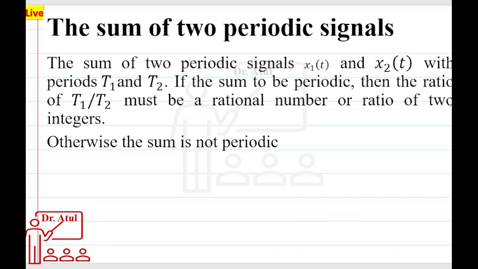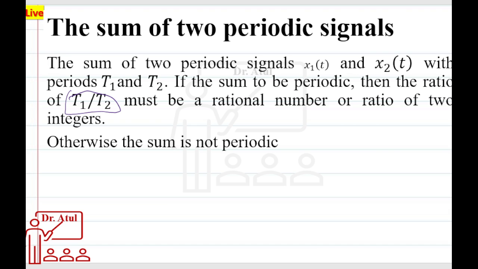अब सम की बात करते हैं. अगर हम ऐड करते हैं दो पीरियोडिक सिग्नल्स को तो क्या होता है, क्या नहीं होता है, उसके बारे में बात करते हैं. If you add two periodic signals, the sum of two periodic signals x1(t) and x2(t) with periods t1 and t2, for the sum to be periodic, the ratio of t1 by t2 must be a rational number.